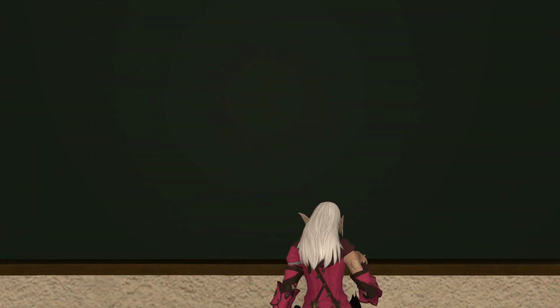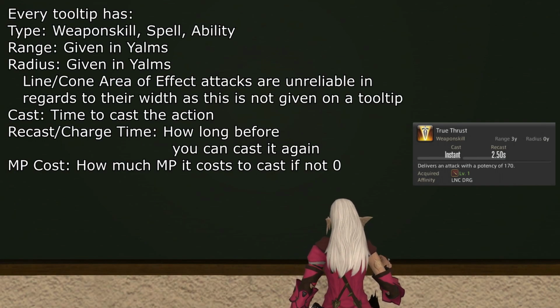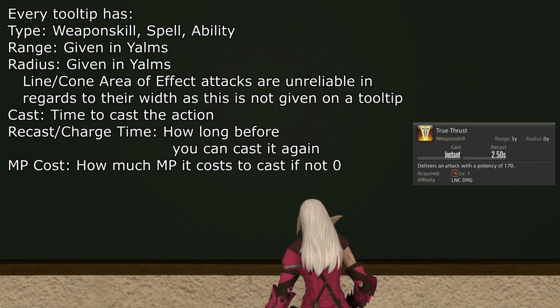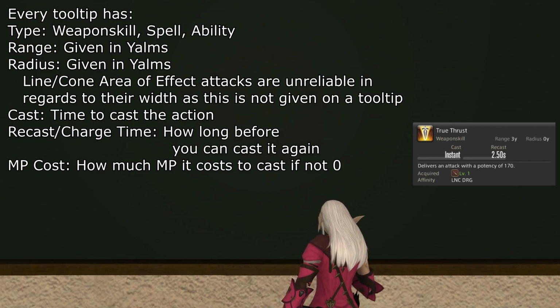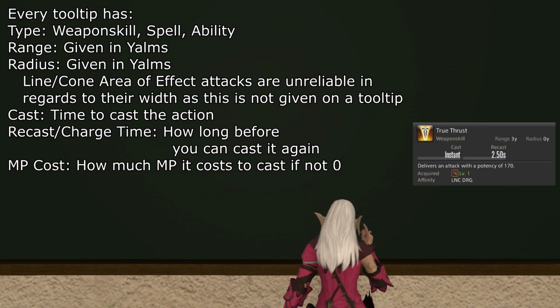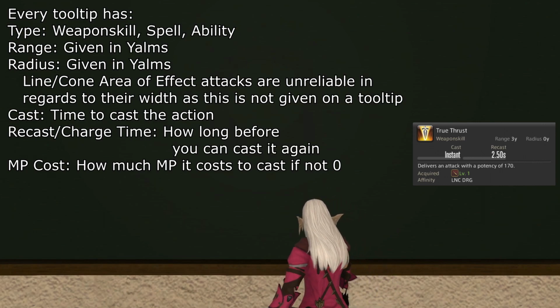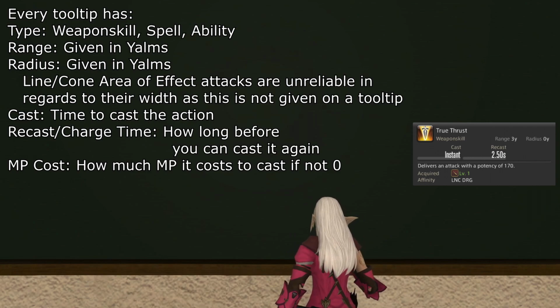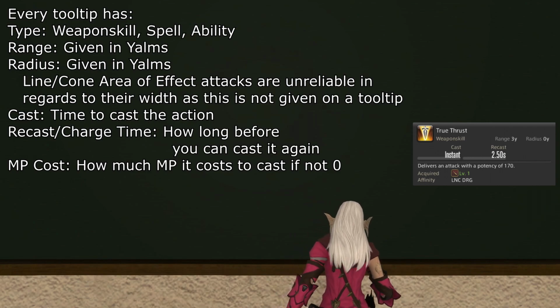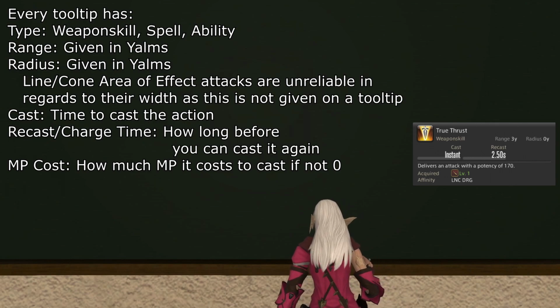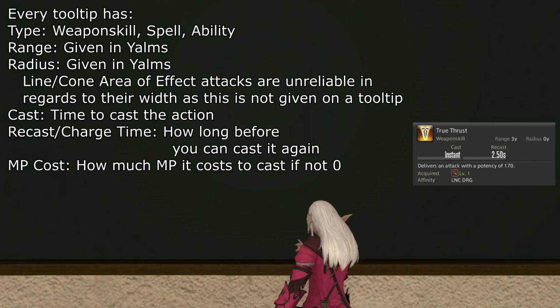To summarize what we learned, every tooltip has a type, weapon skill, spell or ability, a range denoted in yalms as well as a radius denoted in yalms. Line and cone area of effect attacks are unreliable regarding the radius. Every tooltip has a cast time and either a recast time or a charge time, and if there is an MP cost, then that is also denoted.